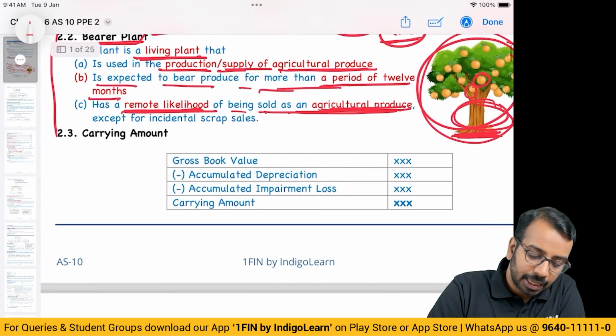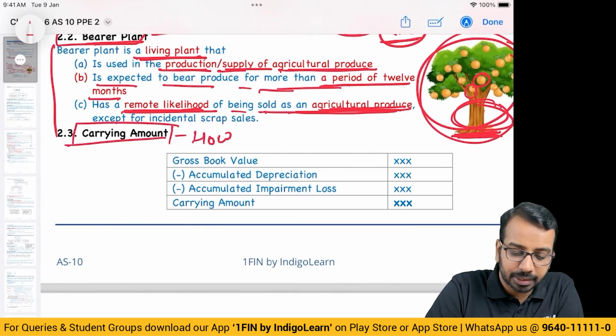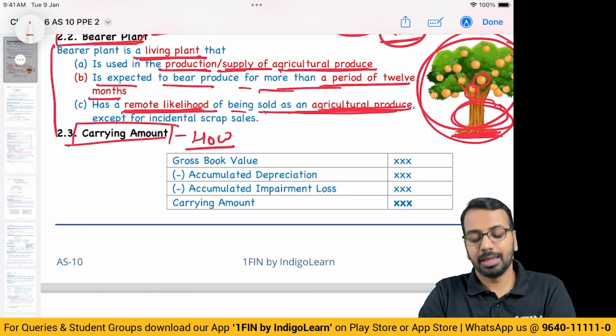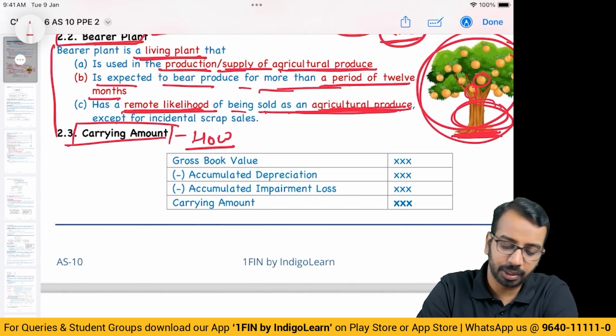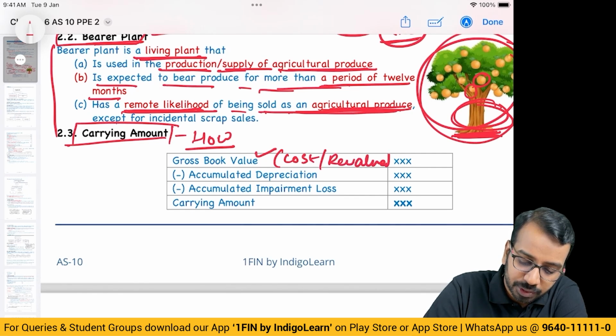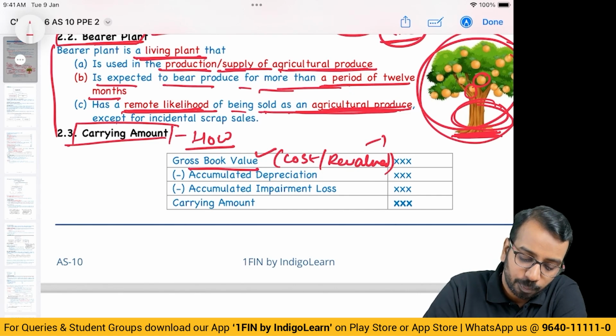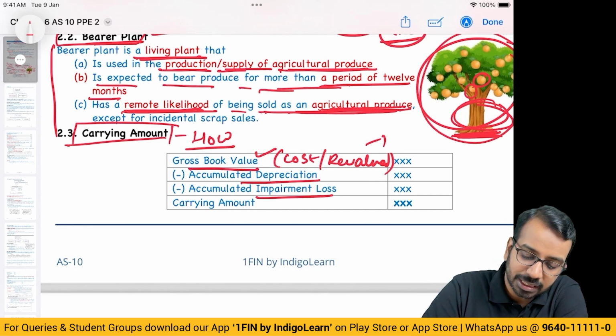Now, the next thing that we need to understand is how to calculate the carrying amount. This is again something all of you would be knowing. We'll take the gross book value. Now, this can be cost or revalued amount. Revaluation will come subsequently. Gross book value minus depreciation minus impairment loss as per accounting standard 28 will give us the carrying amount.